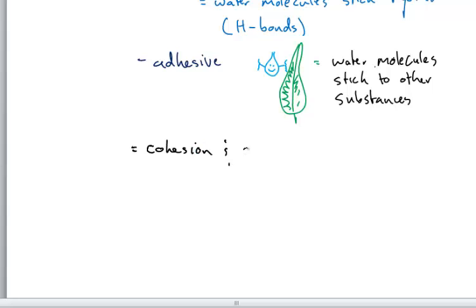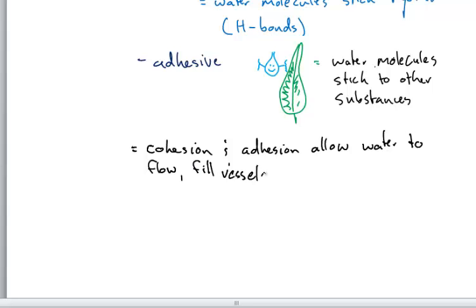And these properties, cohesion and adhesion, allow water to flow. It allows it to fill vessels, such as your glass, and more importantly, your blood vessels, and to move via something called capillary action. We'll look at this in class.